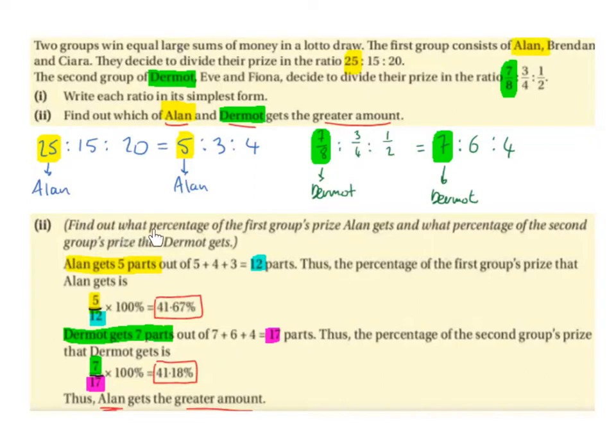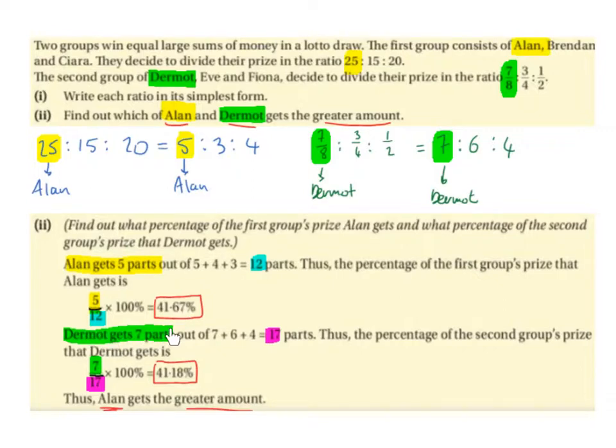So we need to find out what percentage of the first group's prize Alan gets and what percentage of the second group's prize Dermot gets. Alan gets 5 parts out of 5 plus 4 plus 3, which is 12 parts. So Alan gets 5 parts out of a total of 12. Thus, the percentage of the first group's prize that Alan gets is 5 over 12 times 100%, which is 41.67%. So Alan gets 41.67% of his group's winnings.